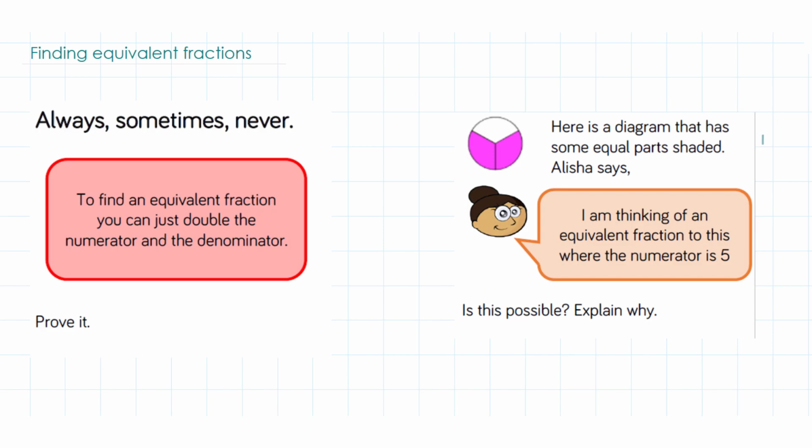Number 1 is an always, sometimes, never statement. Is that always true, sometimes true, or never true? And you have to prove it. And in the second one, Alicia has made that diagram. She makes a statement. Is this possible? Explain why. I'm going to go through the answers in a moment, so pause here if you need to go through those yourself.